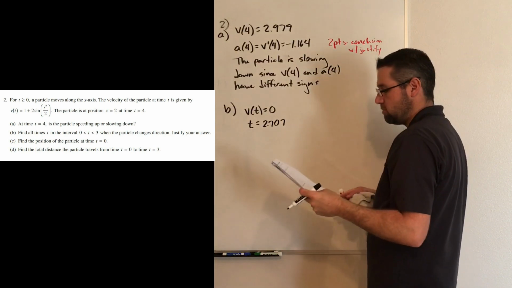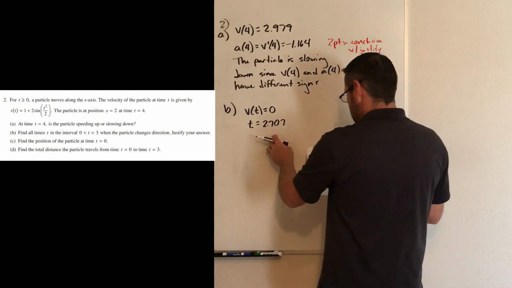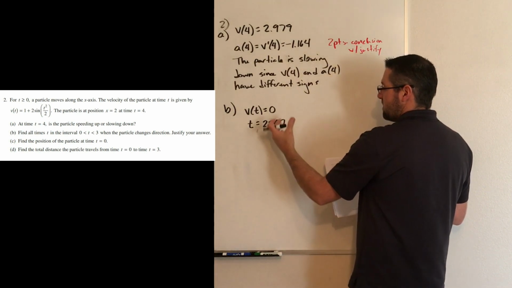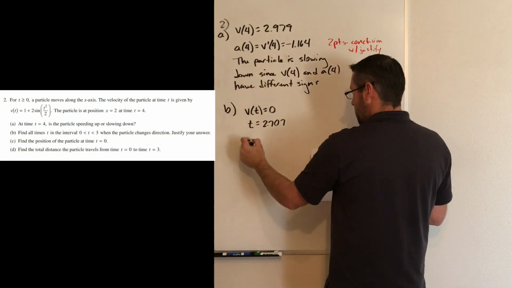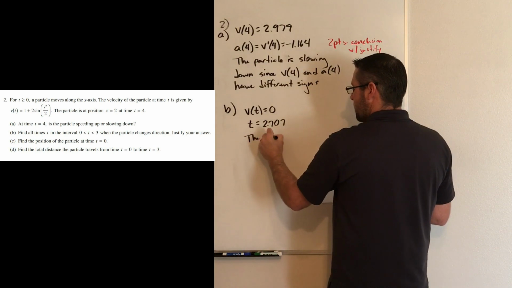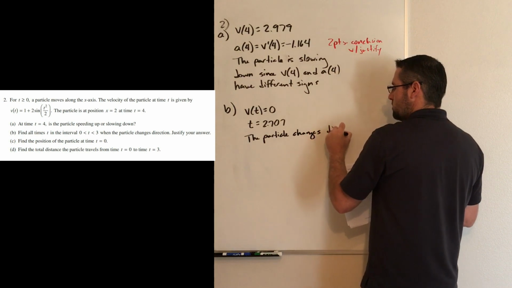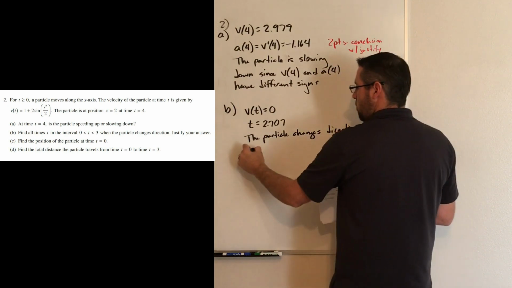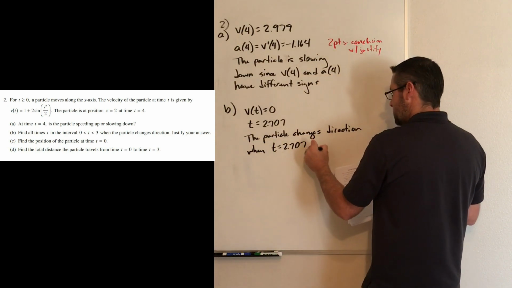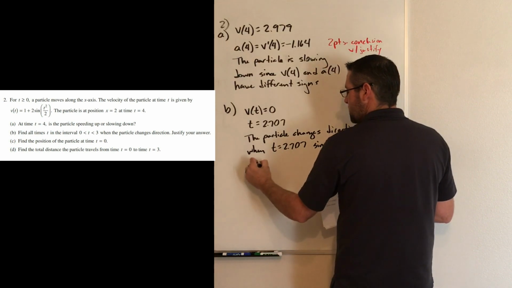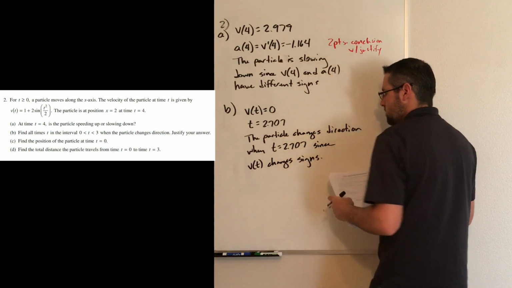Now there may be other times when the velocity is 0, but within the domain 0 to 3, this is the only one. And so we can see based on the graph that the velocity is changing from positive to negative, or negative to positive, I don't remember which one, but we would say the particle changes direction when t equals 2.707 since v of t changes signs. So that is part B.